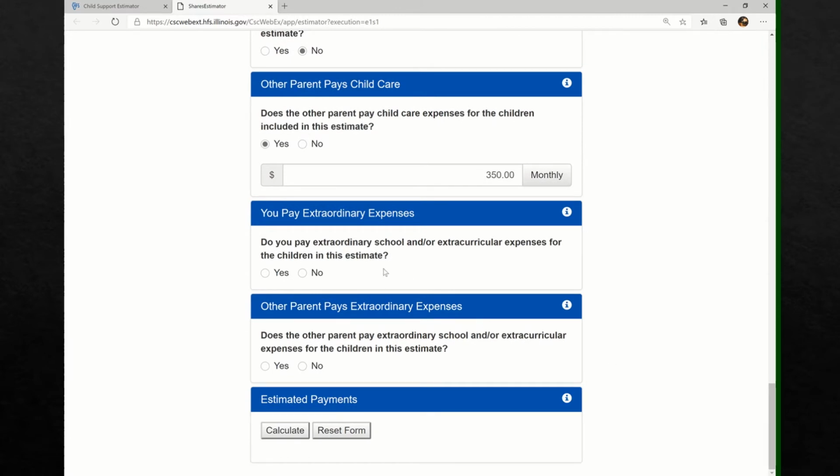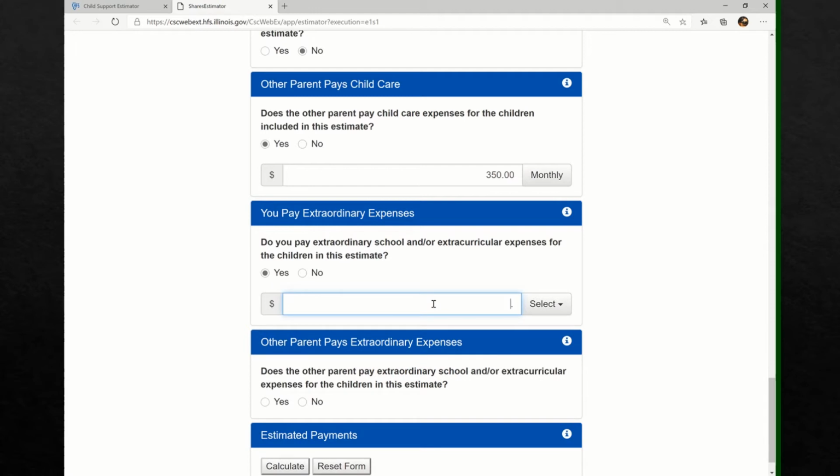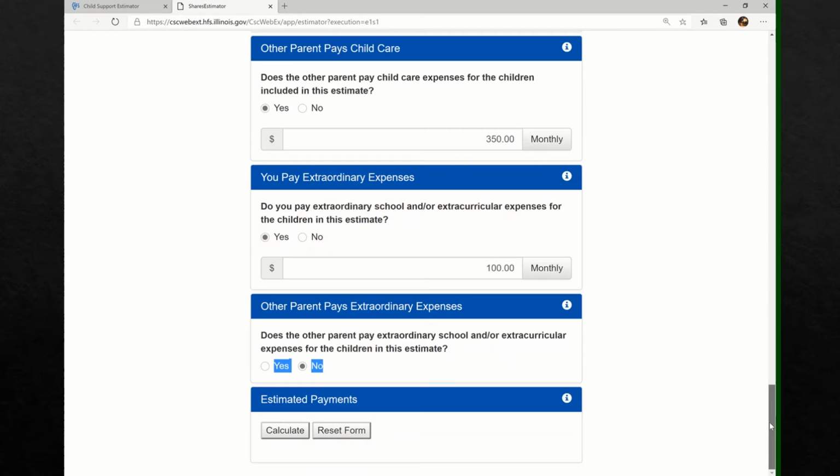Any other extraordinary expenses or extracurricular expenses? Let's say the child is enrolled in football, right? And that's an extracurricular activity, and the football costs, say, $100 a month, and say you pay those $100 a month. So do you pay? Yes, you'll say yes. You pay $100 a month for the child. Does the other parent pay? No, this is the only extraordinary expense, let's assume. That's pretty much it. You say calculate.